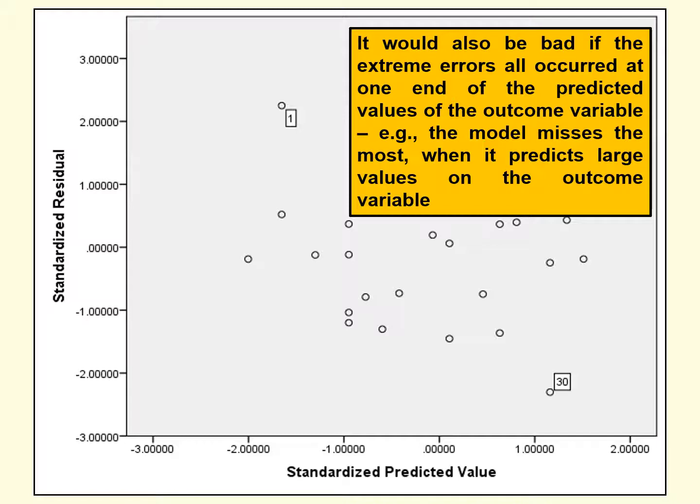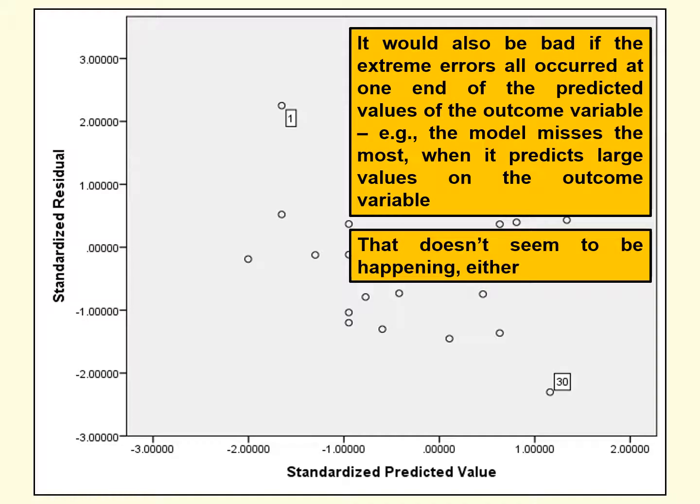Now that doesn't seem to be happening here, but if it was, that would make us concerned about bias in our model. Like our model does really well when it's predicting in the low end of the outcome variable, when it's predicting modest levels of stress in this example. But as it gets into the range of predicting high levels of stress, then the model just breaks down in the sense that its errors get much worse, much larger.